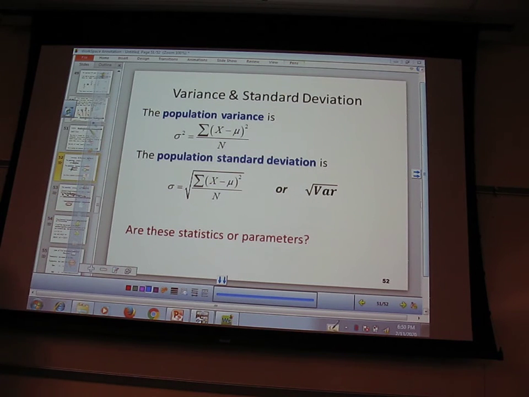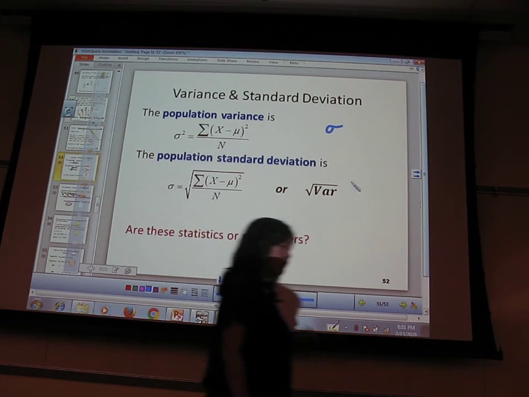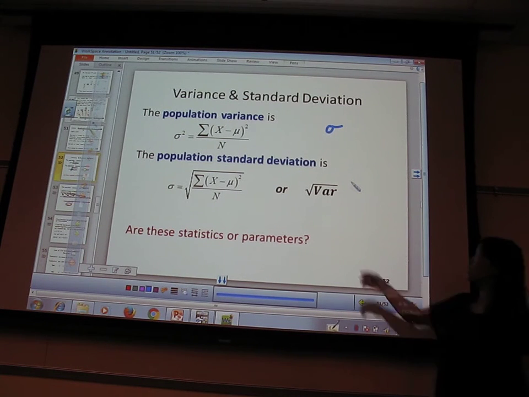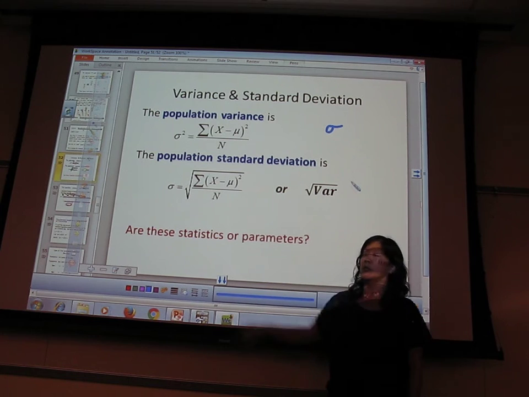Sigma squared. This little circle with the tail on it, you guys see it, is called sigma. That's a Greek lowercase sigma, unlike the uppercase sigma we saw earlier, the sum symbol. Lowercase sigma. Sigma squared is our variance. Why? Because sigma is our standard deviation.